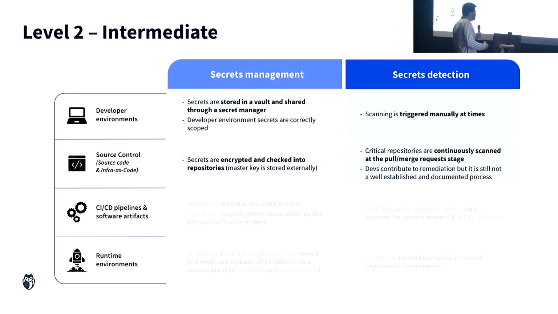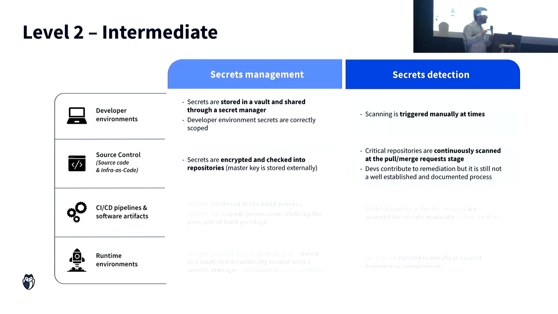Now, once we get to level 2, we're starting to actually achieve some maturity. So let's have a look at what we want to have in place for secret storage and secret detection at level 2. So now we're actually using some correct tools to store our secrets. We're using a secrets manager. That might be a vault, could be something else. There's lots of tools out there that we can use to manage our secrets.